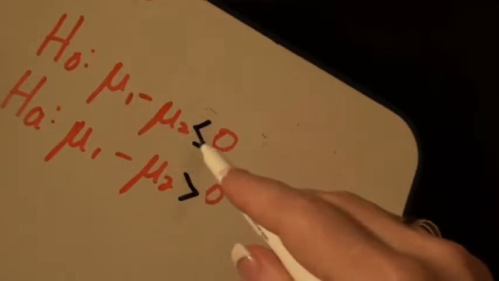So the mean of group 1 minus the mean of group 2 is greater than 0, means the mean of group 1 is bigger than the mean of group 2. If we don't prove that to be true, then the mean of group 1 minus the mean of group 2 is less than or equal to 0. So that's the answer to part A right there on how to do that.